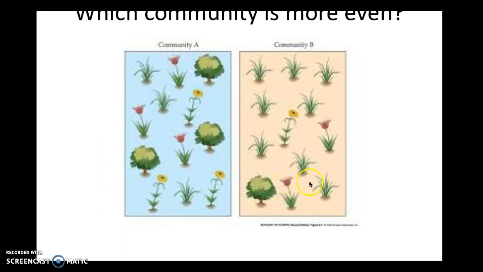Here you can see that there are far more grasses in this one, and they outnumber the flowers. This one is going to be more even because I have 3 trees, 3 yellow daisies, 3 grasses, and 3 tulips. They have even richness because they all have 4 different species in each.